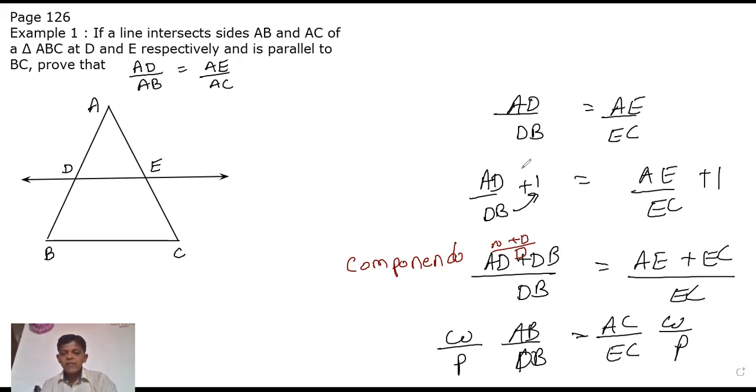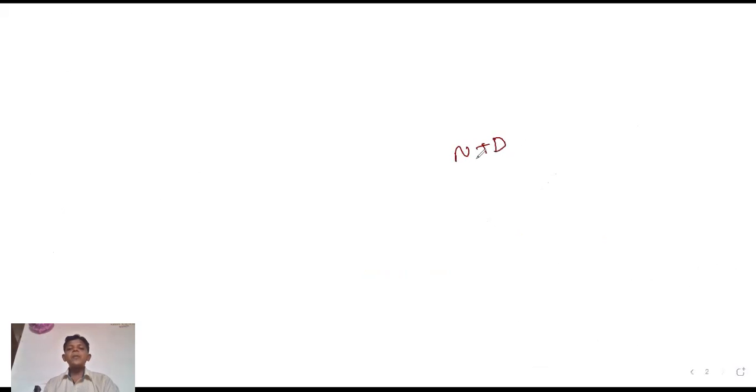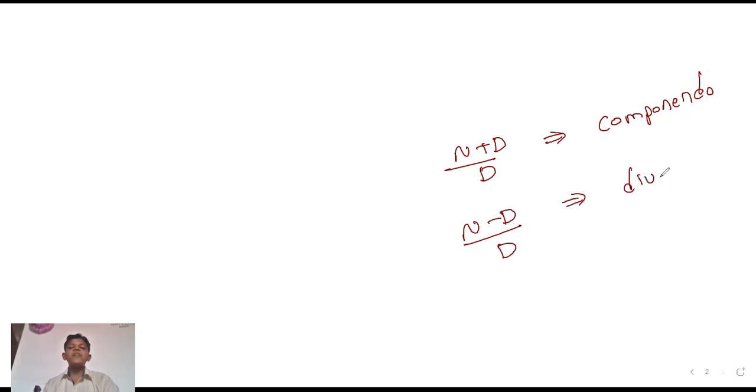In case of adding one, if I would have subtracted one, if AD upon DB minus one, then what would happen? You tell me the result. Numerator minus denominator upon denominator, because this DB again goes there. Yes or no? So in our state board books, numerator plus denominator upon denominator is called as componendo. Numerator minus denominator upon denominator is called as dividendo.